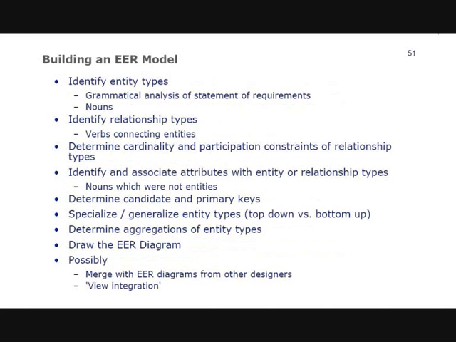So how do we build this EER model? Essentially we start by building an ER model. So we look at the grammatical analysis. Any nouns that we identify, we think of them as being either attributes or entities. Any verbs that we identify, we look at them as possibly being relationships between the data. We look at the cardinality constraints, we look at the participation constraints, and we begin to create our model.